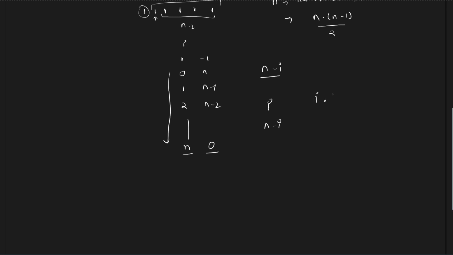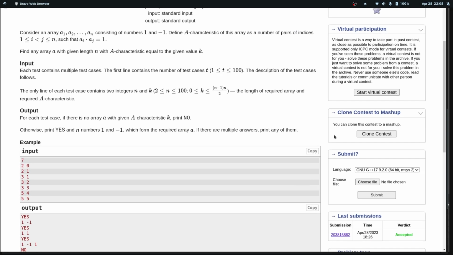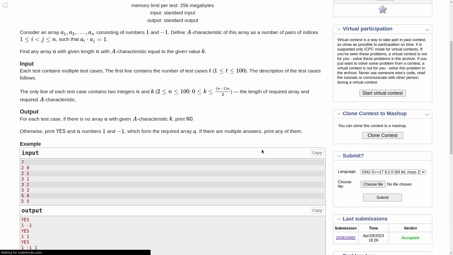This will be I into I minus 1 by 2, and this will be n minus I into n minus I minus 1 by 2, right? So these two values will be the number of pairs we can form. If we add these two values and this is equal to k, then we can say yes, the answer is possible, and we can just print I number of ones and n minus I number of minus ones. Or it can also be the opposite, it doesn't matter, right? So let me just show you the code for this particular problem now.